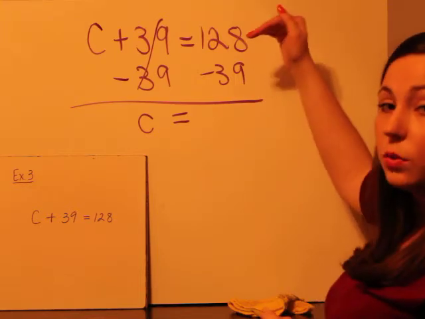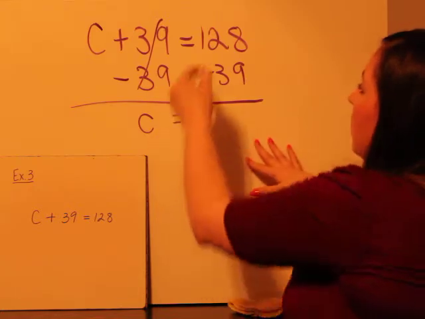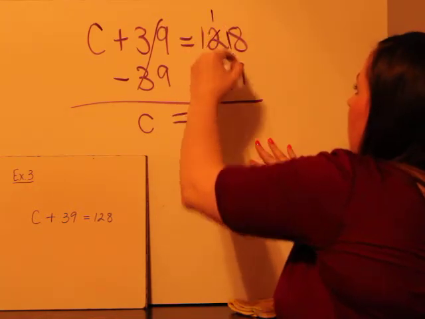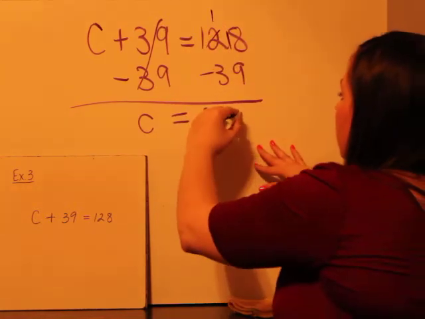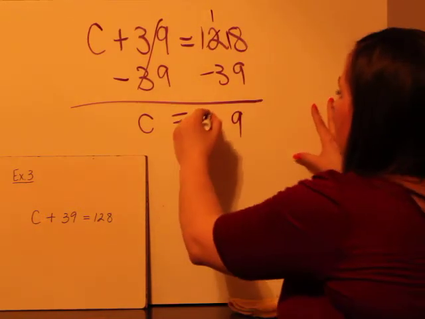Now we've got to take 128, subtract off 39 from it. So 8 minus 9, we can't do that. We've got to borrow. 18 minus 9, we can. And 18 minus 9 is 9. Now we have 11 minus 3, which is 8.